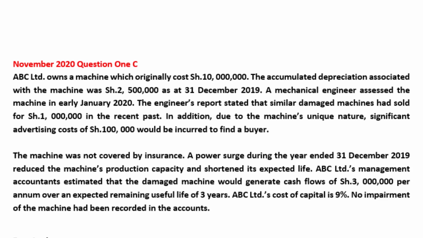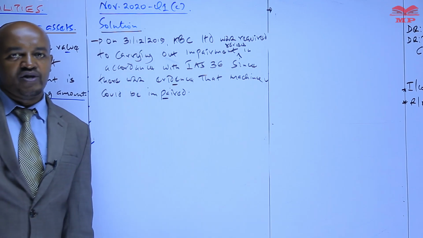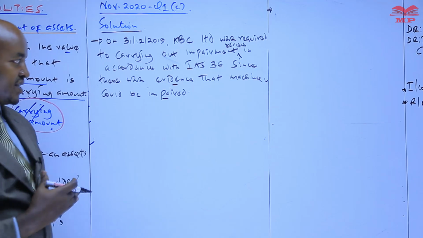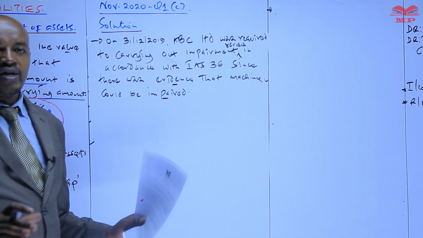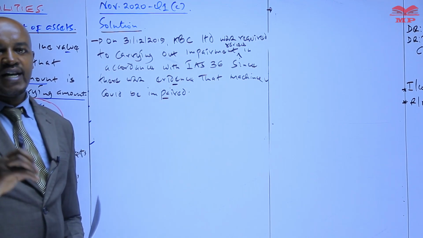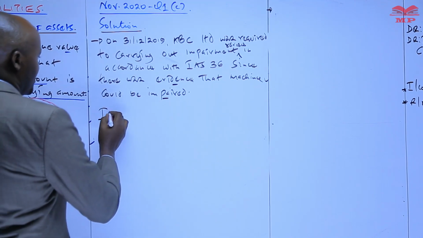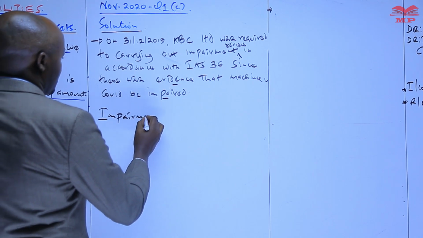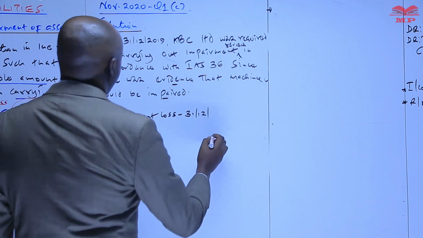So whenever the company is carrying out the impairment review, the company is expected to compare two values, the recoverable amount and the carrying amount. So as far as this machine is concerned, we need to determine those two values, and then we check whether the recoverable amount is less than the carrying amount. If that is the case, then we proceed and determine the impairment loss. So this impairment loss on this machine will be determined on 31st of December 2019.